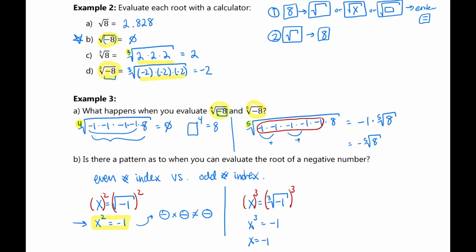Also, I forgot to mention it for the squared version here. I said negative times negative can never equal to negative, but also positive times positive can never equal to negative. X has to be either both positive or both negative. So in this case, you can kind of see that it's not possible for us to square a number to get a negative value.